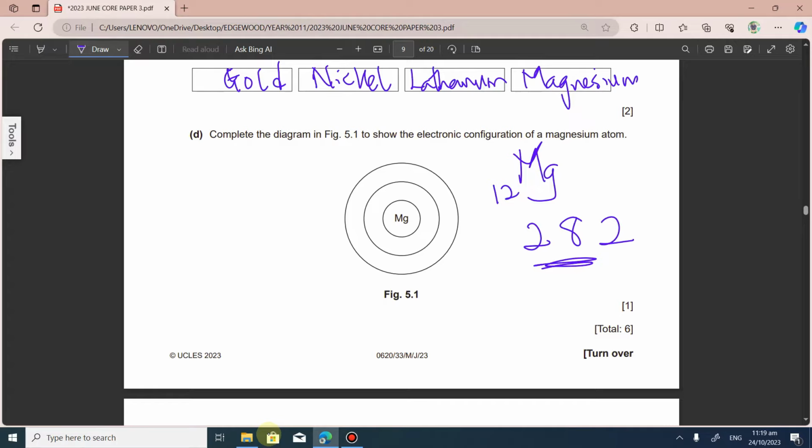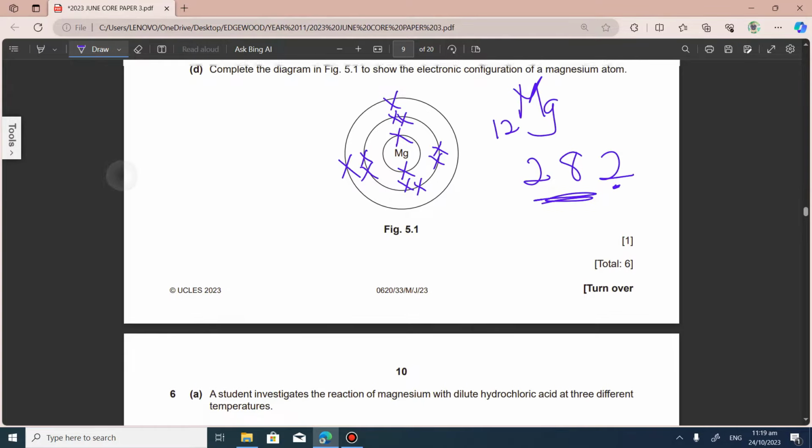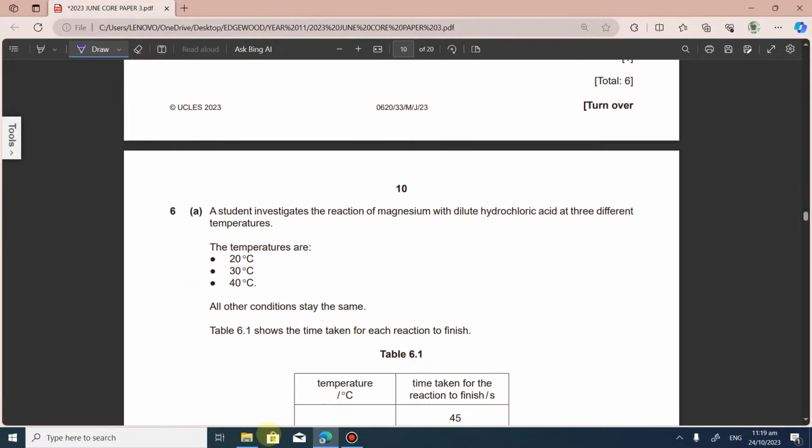So let's draw now. We have the first shell, which is the first one here, 2. So we could just have 1 and 1 here. So that's 2. And for the next one, we have 8. So we could just have 1, 2, 3, 4, 5, 6, 7, and 8. And then for the last shell, just 2. So 1, 2. And that gets you the mark. So that's how to use the electronic configuration to draw the orbital diagram of magnesium.